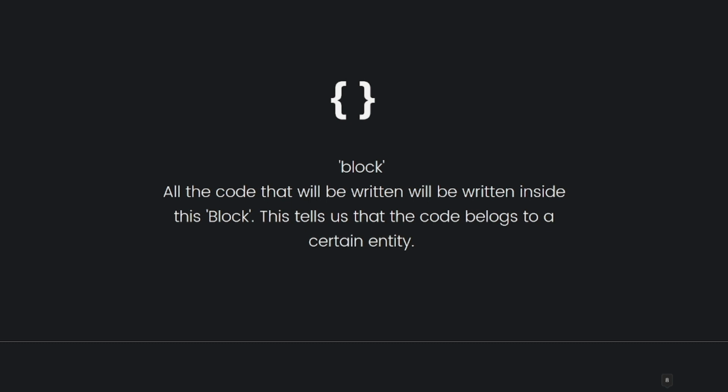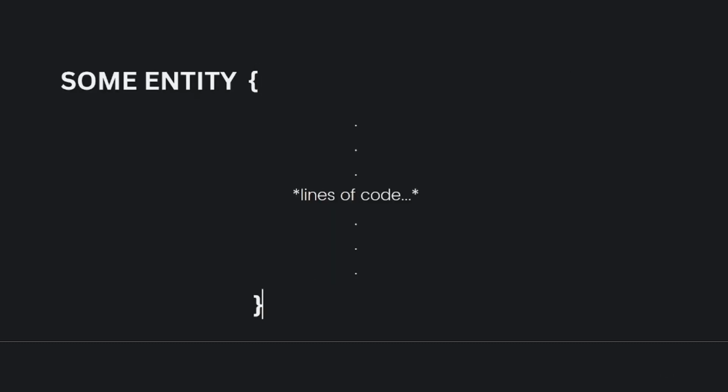All the code that will be written or that you'll see will be written inside these open and closed curly braces. This is normally what we refer to as a block in Java and in many other programming languages. Here's a visual representation of a block. How we write it is we mention an entity, we open a curly bracket, we write some code there, and we end the curly bracket.